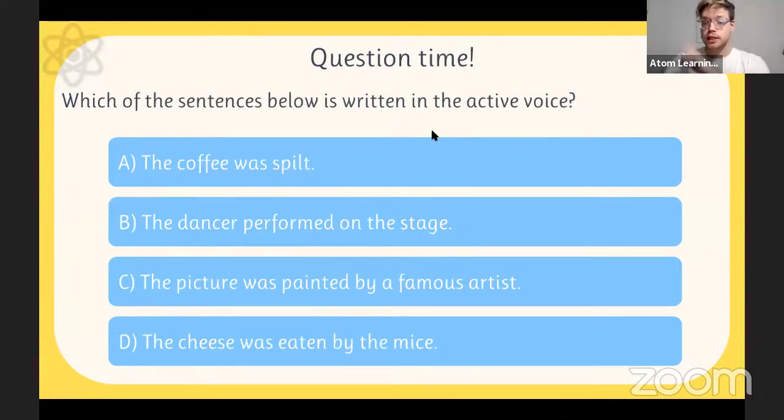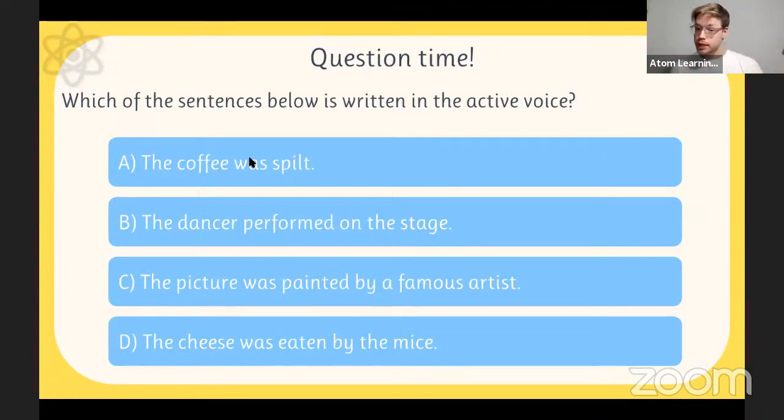So the coffee was spilled. We could also add "the coffee was spilled by, I don't know, Jennifer." Then that would be a more obvious passive voice because we have the "by Jennifer". But here we have the subject, the coffee. The coffee has the action done to it because the coffee is spilled. The coffee doesn't spill itself unless it's become sentient and we're in some zombie apocalypse world. You know what I mean? So the coffee is not performing the action. So A is passive voice, done.